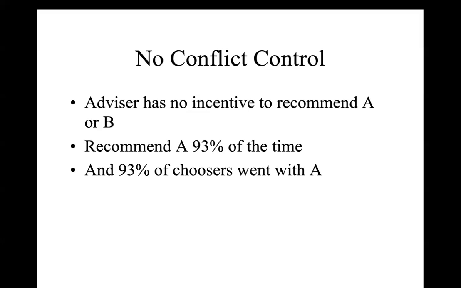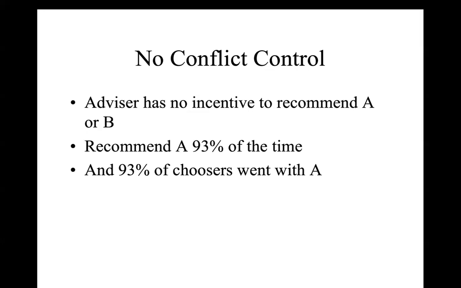Where there is no conflict of interest. The advisor gets nothing regardless of their recommendation. That's the no conflict. So they recommend A, the advisor doesn't get a die roll. If they recommend B, the advisor doesn't get a die roll. Okay, so in this case, the advisor has no incentive to recommend A or B, other than what they probably believe is in the client's best interest.